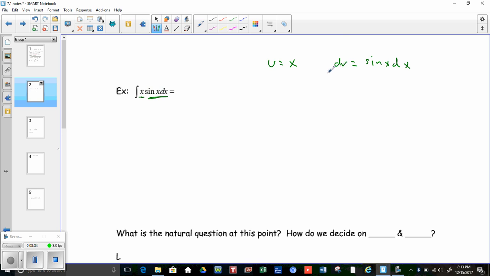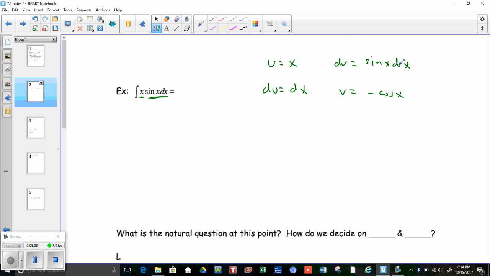Well, in order to solve this, I don't just need u and dv. I'm going to also need du, and I'm going to need v. So how do I get du from u? Well, you take a derivative. So du is going to be 1 dx. So du in this case just equals dx. V is going to come from this one, but this is dv, which is a derivative, so to get v, I take an antiderivative, and when I take the antiderivative of sine of x, I get negative cosine x.